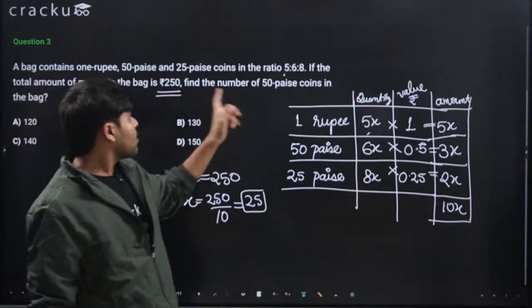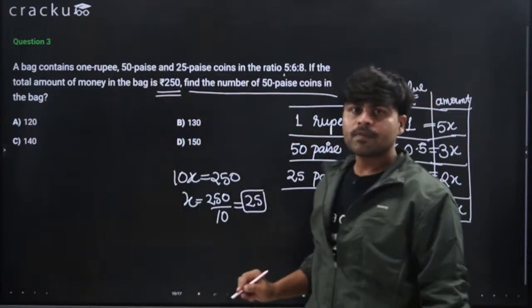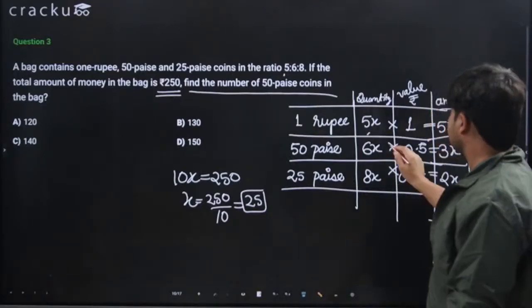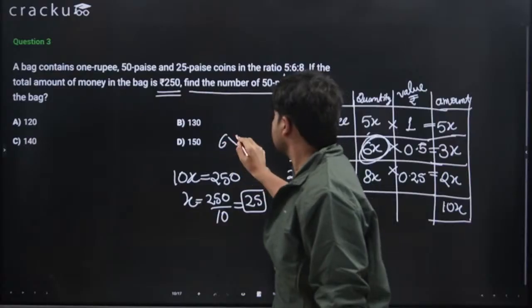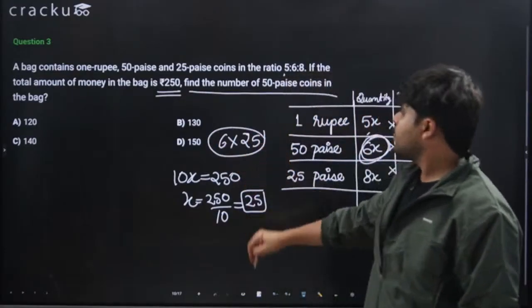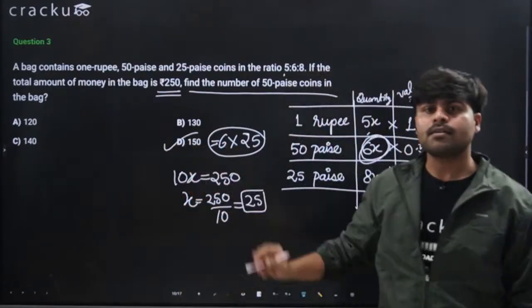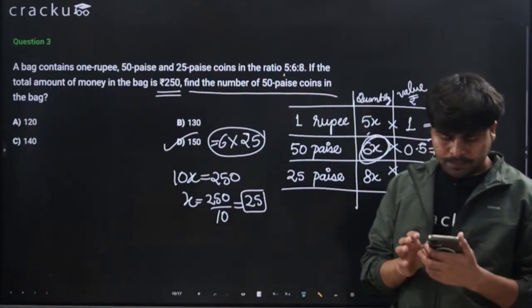So what is the question that we are asked? We are asked to find the number of 50 paise coins in the bag. What is the number of 50 paise coins in the bag? It is 6x. So the answer will be simply 6 times 25, because x is 25. This will come out to be 150. So option D will be the correct answer. Okay, I hope it was clear.